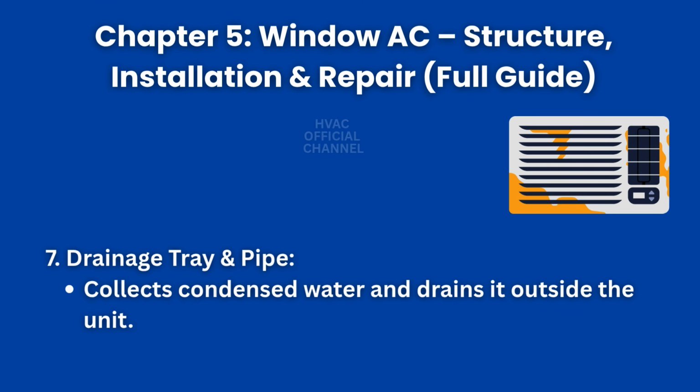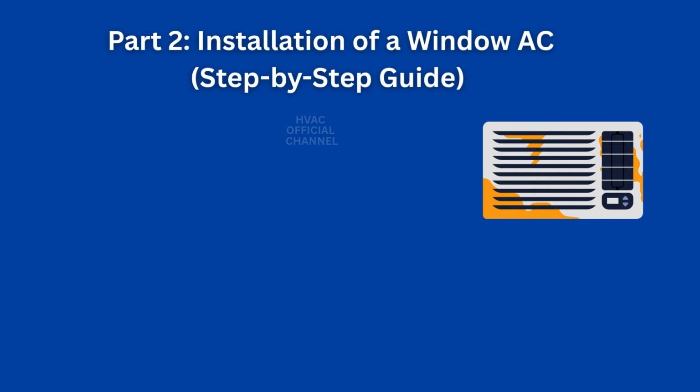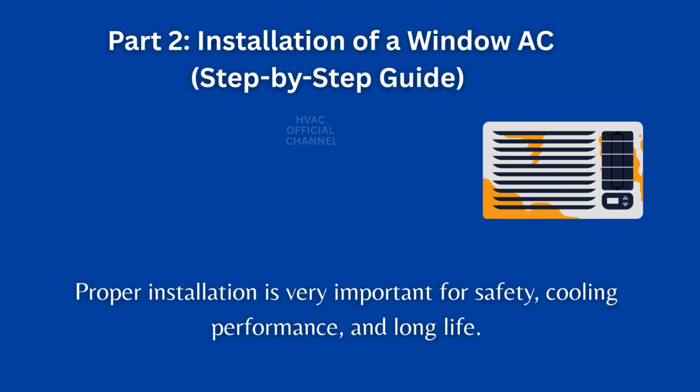7. Drainage tray and pipe. Collects condensed water and drains it outside the unit. Part 2. Installation of a window AC. Step-by-step guide. Proper installation is very important for safety, cooling performance, and long life.